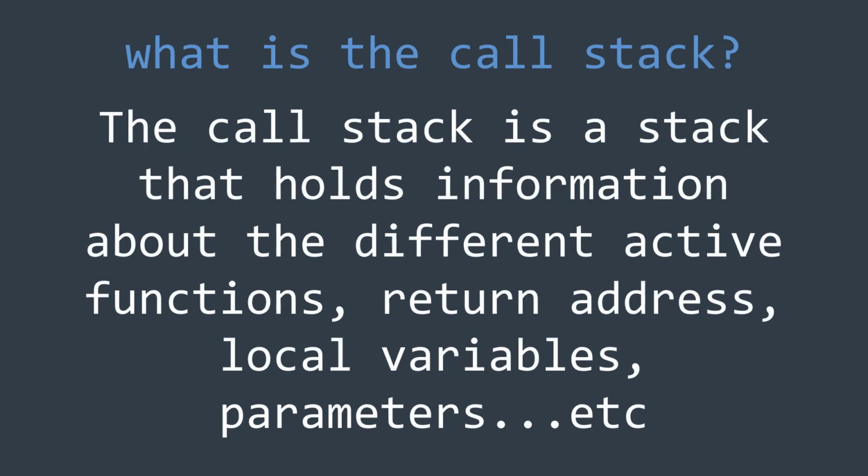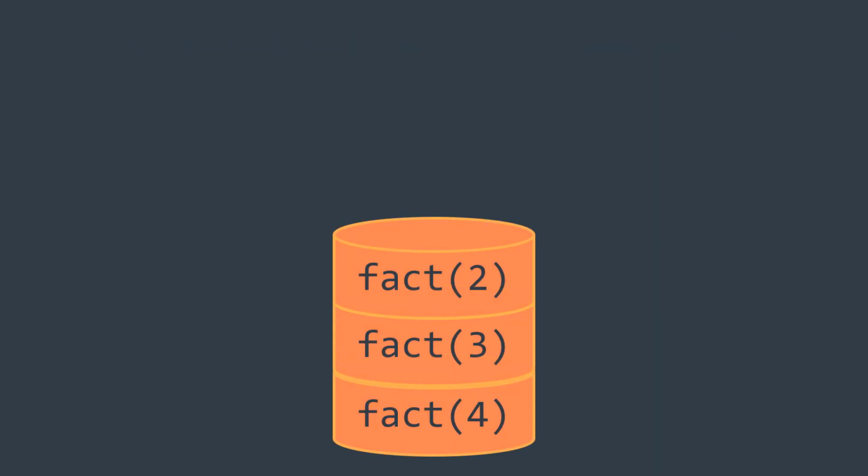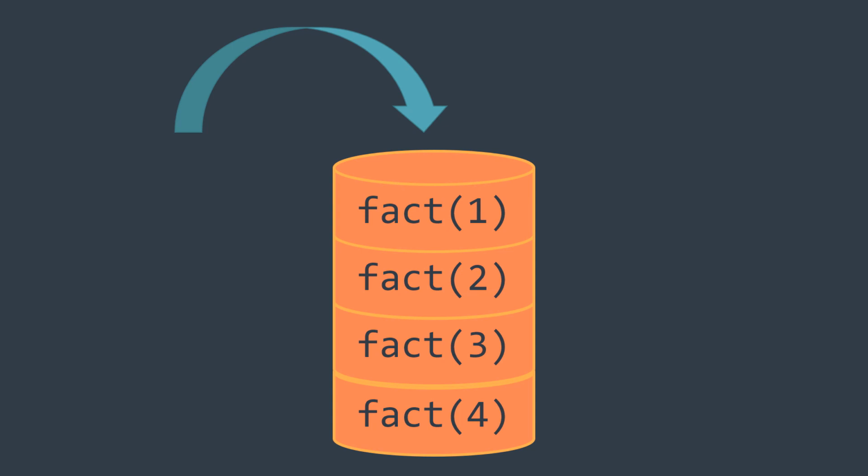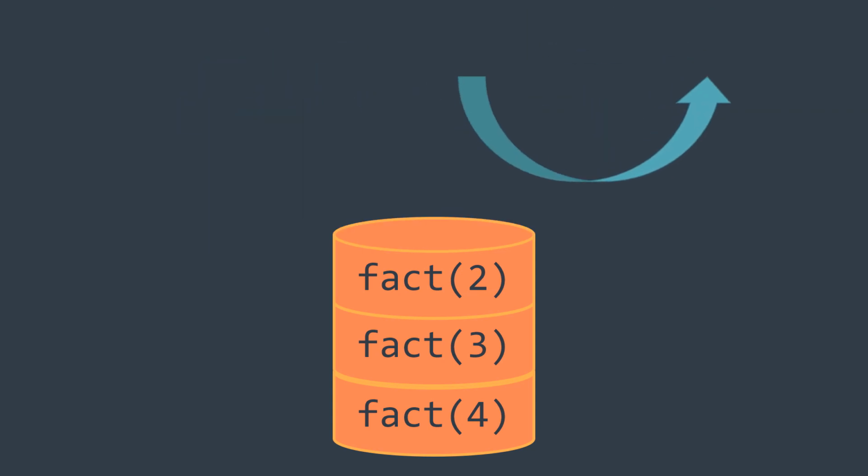The call stack is a stack that holds information about the different active functions: return address, local variables, parameters, etc. And when we call a new function, that call is pushed into the call stack. Then when it ends, that frame gets popped from it and we go back to the previous call. Note that the call stack is implicit and automatically handled by the system, so you don't have to add additional instructions for it.